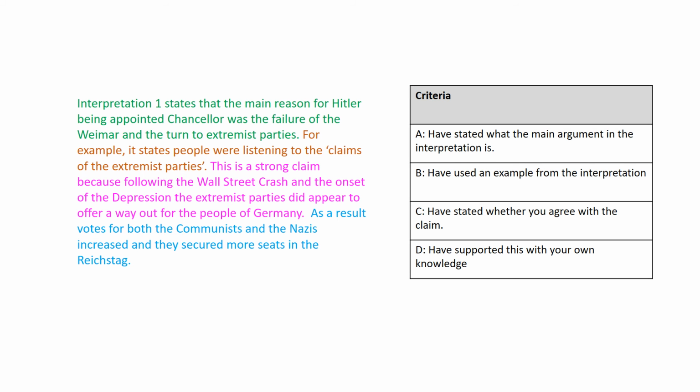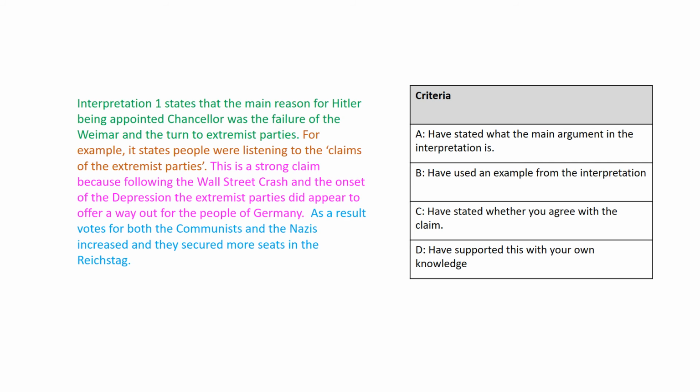So you've got here, first thing I'll do is state what the main argument of the interpretation is. I've said interpretation 1 states the main reason for Hitler being appointed Chancellor was the failure of the Weimar and the turn to extremist parties. So that's what that interpretation is claiming. Now I've got to use an example from the interpretation, so I've got to use a quote. So it says, for example, it states that people were listening to the claims of the extremist parties.